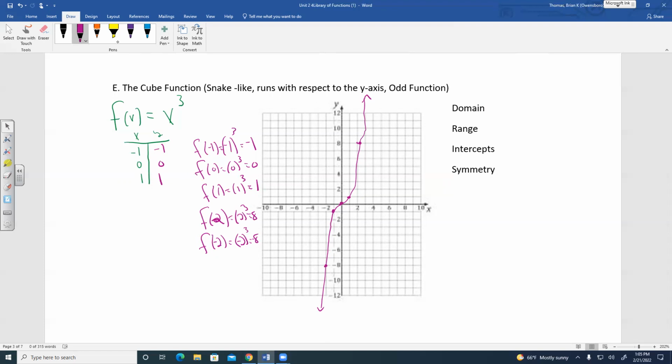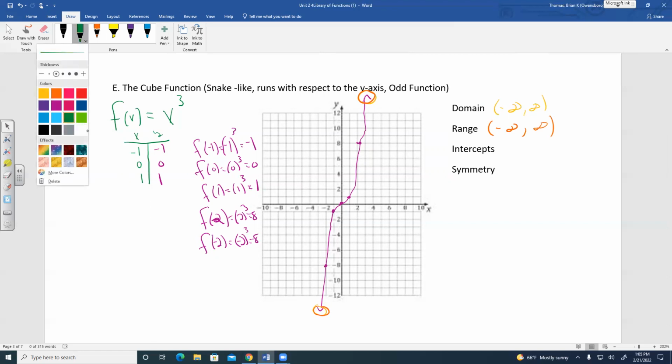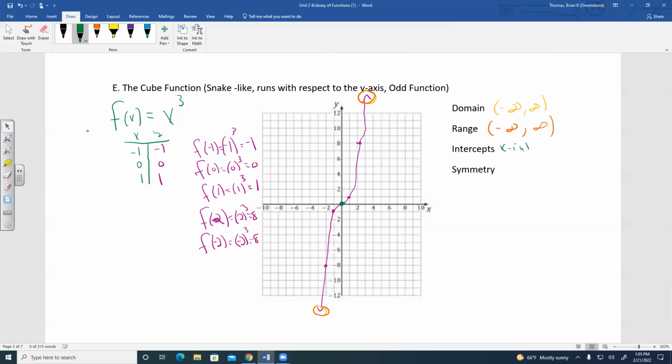As far as the domain goes, notice there is not a left bound and there is not a right bound. Those are arrows. So the domain is negative infinity to infinity. Similarly, for the range, notice there's an arrow on the lower bound and an arrow on the upper bound, so again there are no range restrictions. It's negative infinity to infinity. Intercepts: it's just the origin. The origin is the only place where it crosses both axes. So the x-intercept is 0 and the y-intercept is 0.